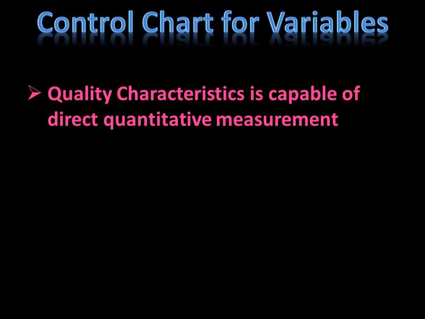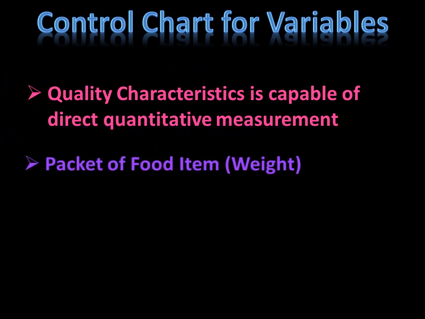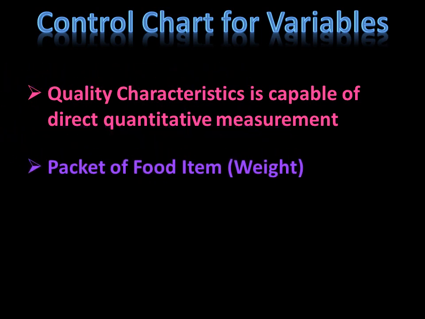Control charts for variables. These are used when the quality characteristics are capable of direct quantitative measurements. Variables are like length, height, width, moisture content, etc. A soft drink bottling operation is an example of variable measure because the amount of liquid in the bottles can be measured and can take a number of different values. Another example is the weight of a food packet or weight of a rice bag.